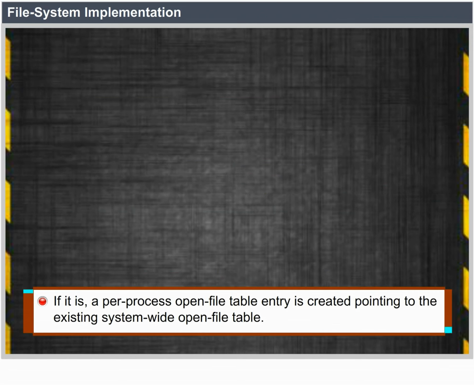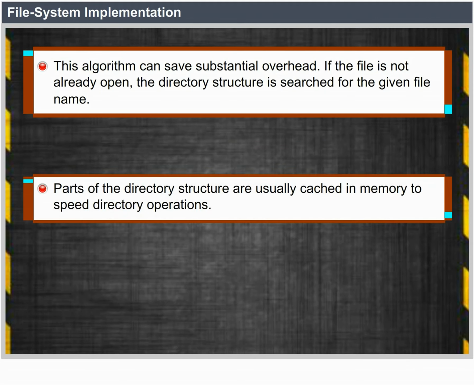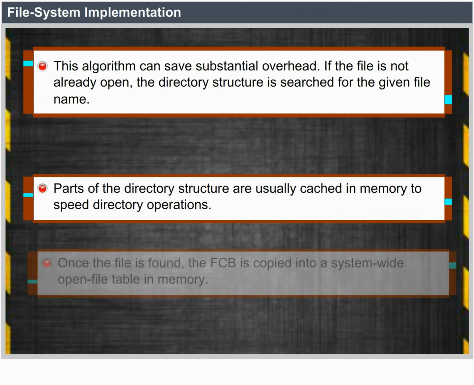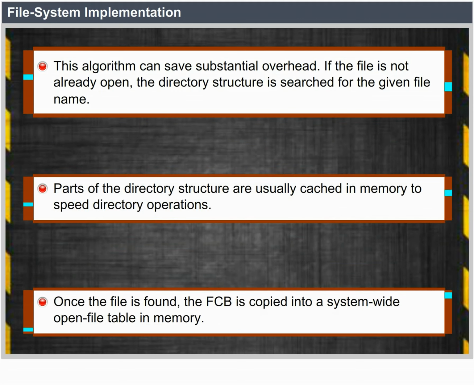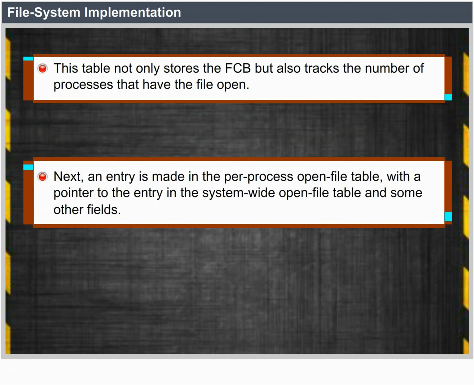If the file is not already open, the directory structure is searched for the given file name. Parts of the directory structure are usually cached in memory to speed directory operations. Once the file is found, the FCB is copied into a system-wide open file table in memory. This table not only stores the FCB, but also tracks the number of processes that have the file open. Next, an entry is made in the per process open file table with a pointer to the entry in the system-wide open file table and some other fields.